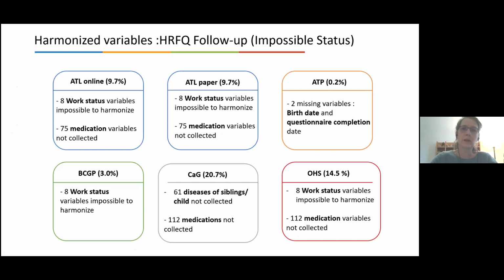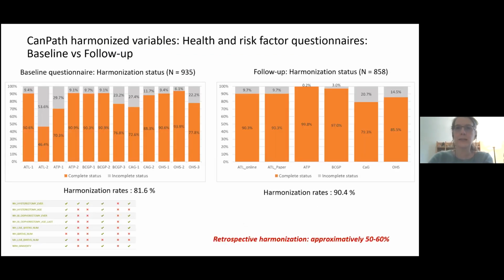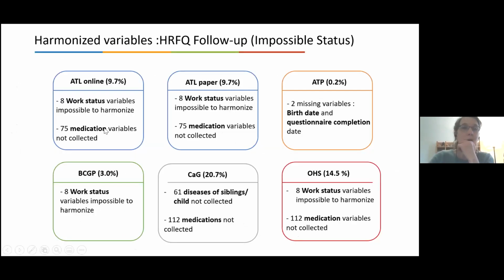For example, if we take back that example with the follow-up, in fact, the differences that you see are that for 3 of the cohorts, they didn't collect information about the work status. For others, it's more the medication, so they had less potential to collect information about medication, but you have one that selected not to collect the birth date and the date of questionnaire completion. So it's impossible to calculate the age.